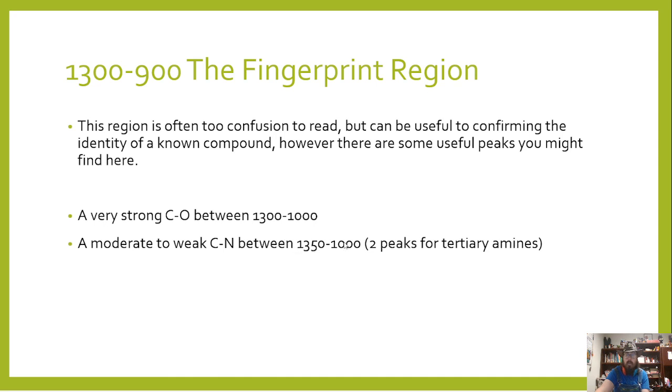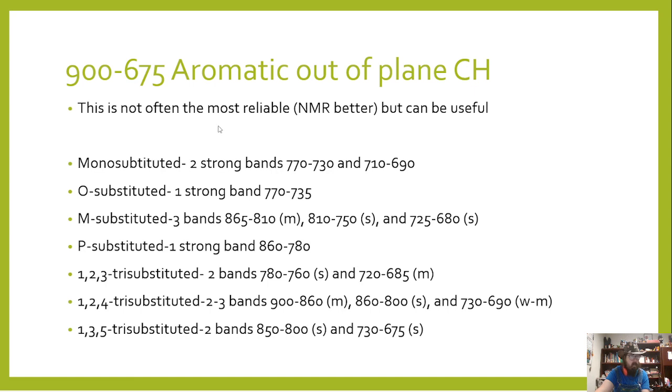But trying to guarantee that is what you see is not always the most useful. So don't worry too much about that. And finally, if you care to look there, just outside of the fingerprint region, just below it, right at the cutoff, is some aromatic CH stretches. These are not always the most reliable. NMR would be a better use. But things like monosubstituted benzenes would have a strong band in these two spots.